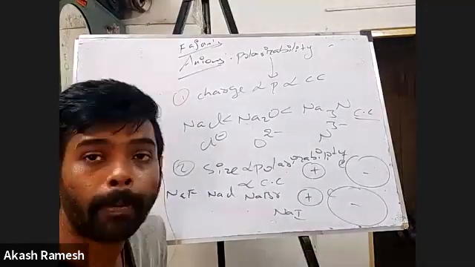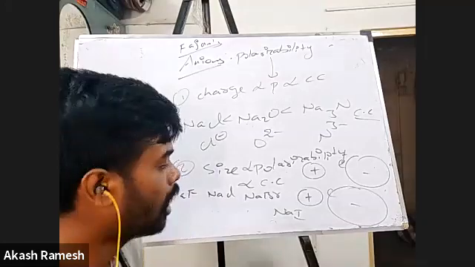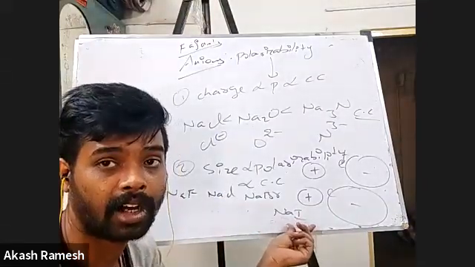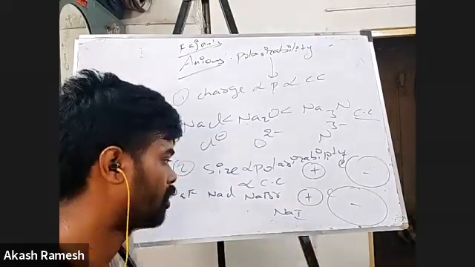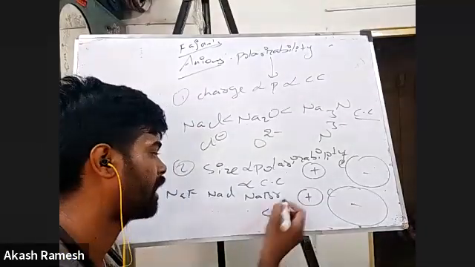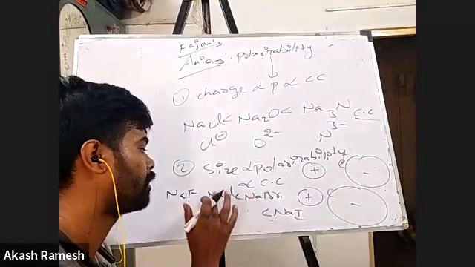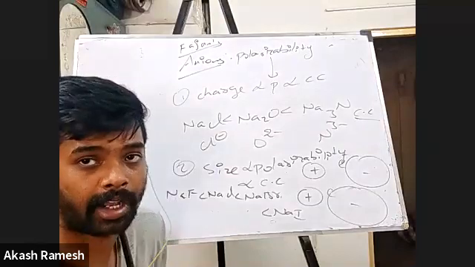Obviously I know bigger anions will have high polarizability and high covalent character. And obviously I know down the group size increases. So I minus has the maximum size, and that will have maximum polarizability. So obviously NaI will have more covalent character than NaBr, and then NaBr will have more covalent character than NaCl, and NaCl will have more covalent character than NaF.